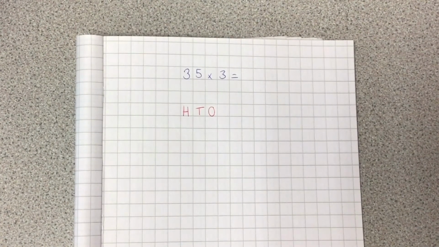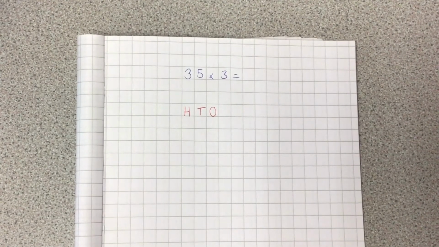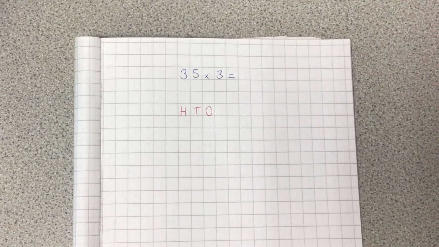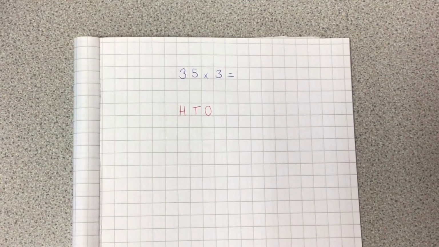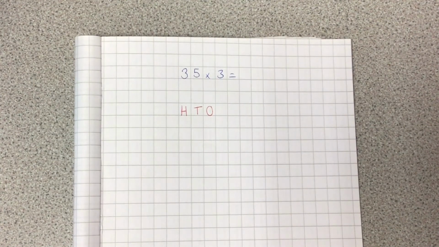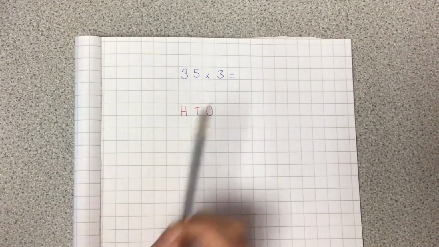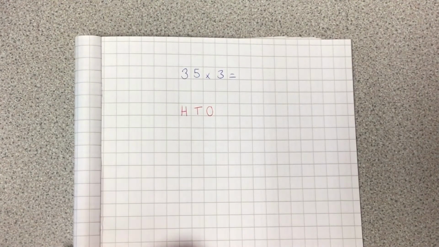If you are now confident with using the grid method, it can be time for you to move on to multiplying 2-digit numbers by a 1-digit number using short multiplication. So here we have an example, 35 times 3. We can see 35 is a 2-digit number which is being multiplied by 3, which is a 1-digit number. I'm going to talk through how to set the method out clearly.